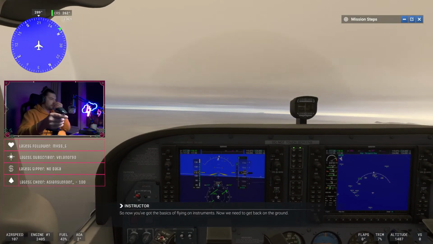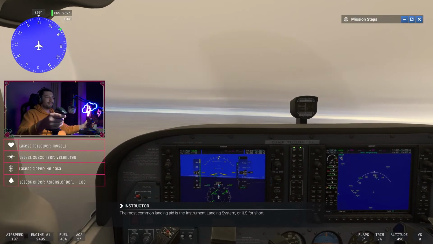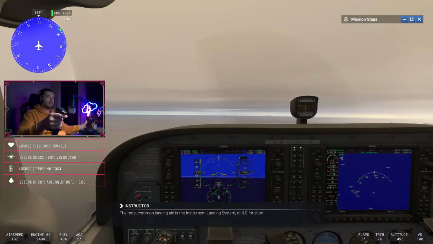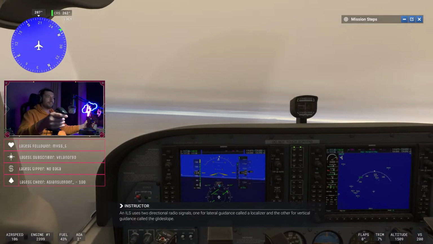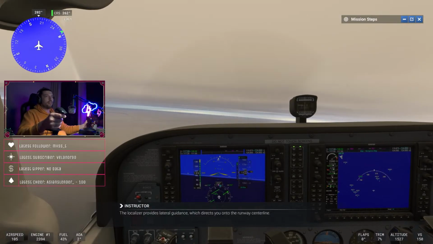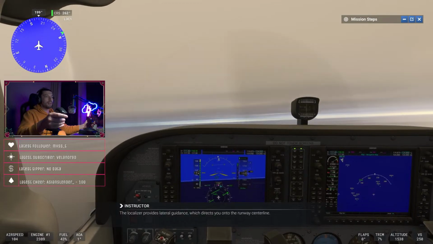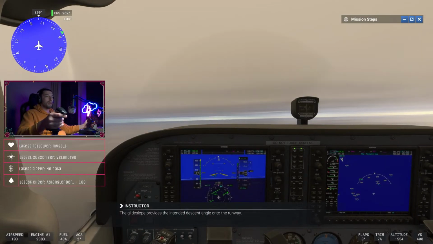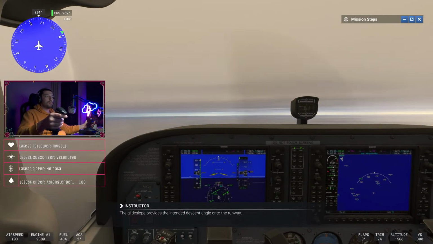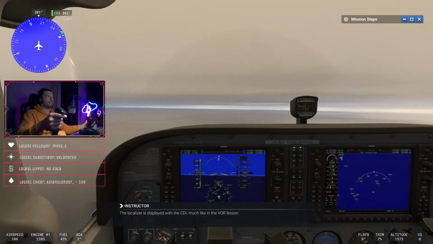So now you've got the basics of flying on instruments. Now we need to get back on the ground. The most common landing aid is the Instrument Landing System, or ILS for short. An ILS uses two directional radio signals, one for lateral guidance called a localizer and the other for vertical guidance called the glide slope. The localizer provides lateral guidance, which directs you onto the runway centerline. The glide slope provides the intended descent angle onto the runway. The localizer is displayed with the CDI, much like in the VOR lesson.